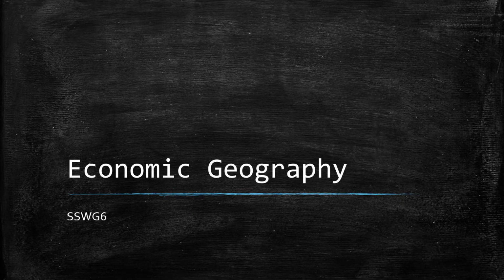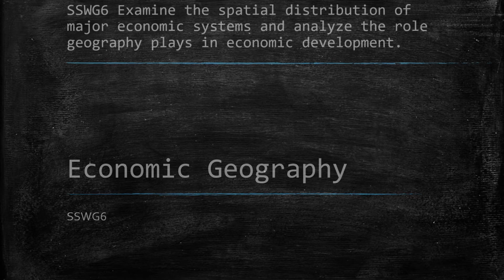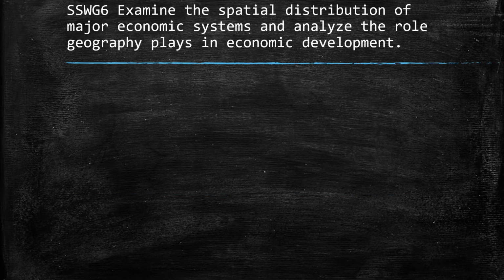Welcome to this lesson on economic geography, which is standard SSWG6. As you can see, the standard is that you will be able to examine the spatial distribution of major economic systems and analyze the role geography plays in economic development. There are 5 strands in the standard.